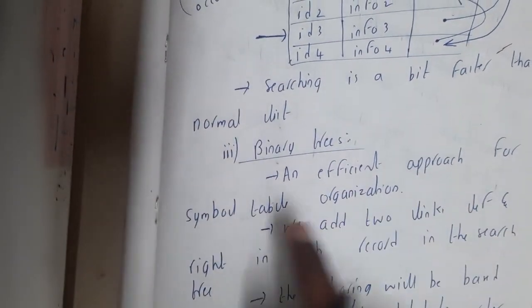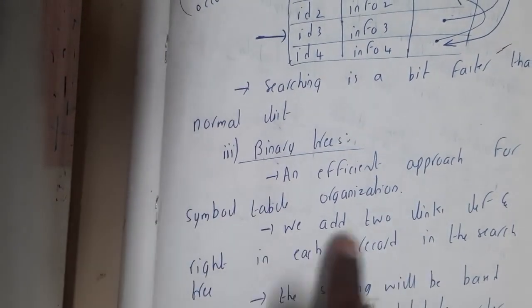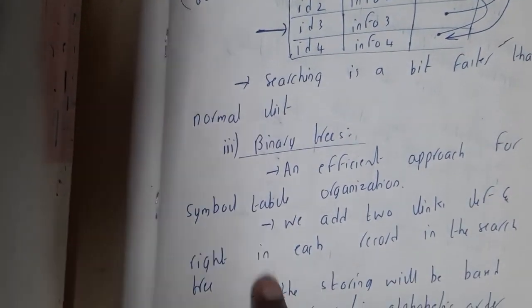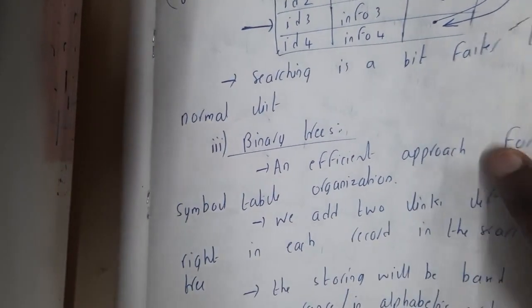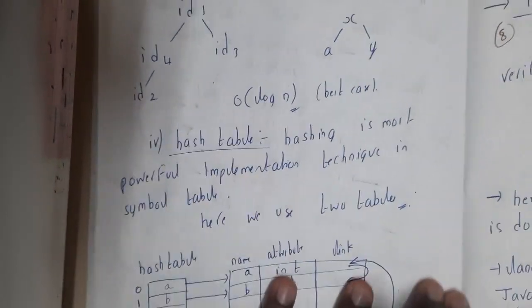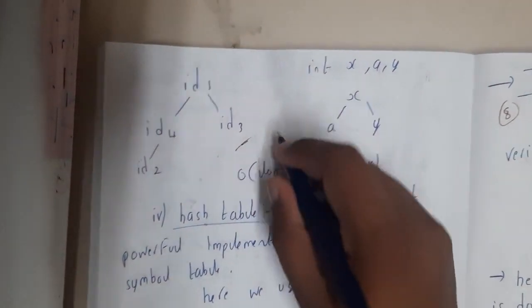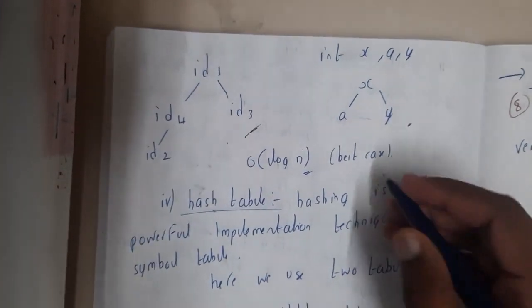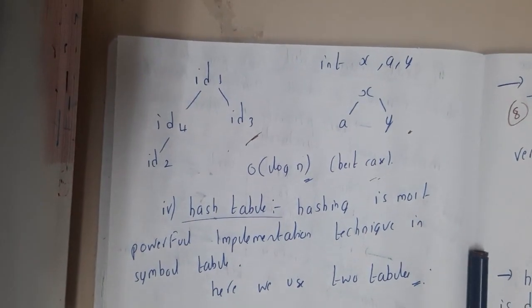An efficient approach for symbol table organization is that we add two links, left and right, in each record in the search tree. This could be based on occurrences or on alphabetical order. This one is based on occurrences and this one is based on alphabetical order. In that way, the best case could be big O of log n.